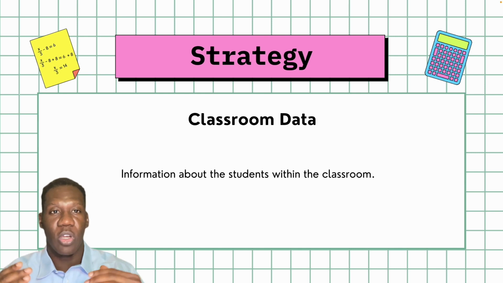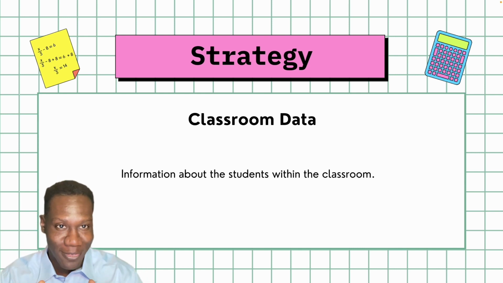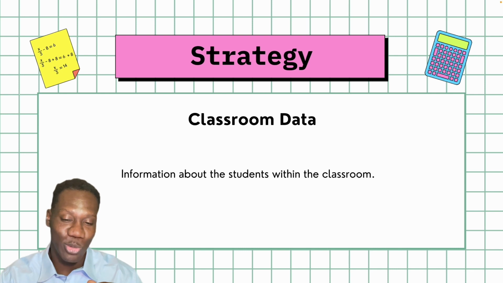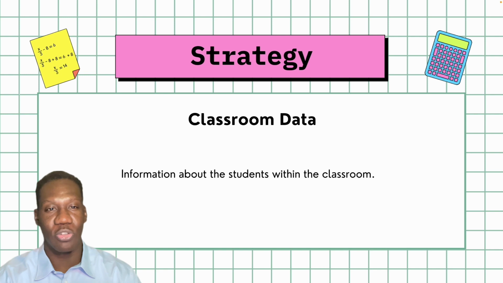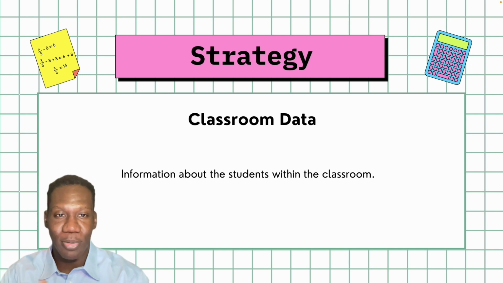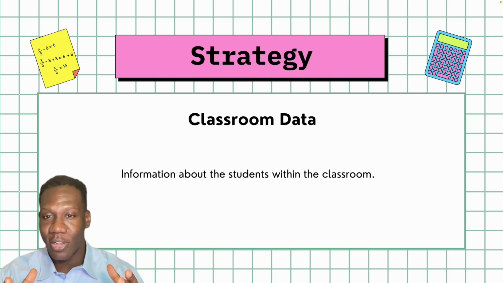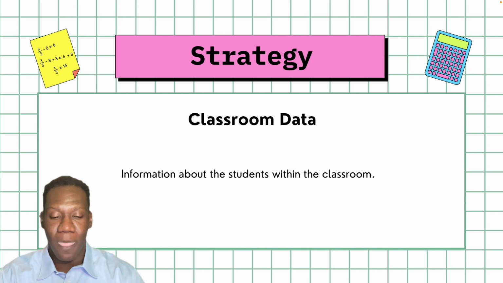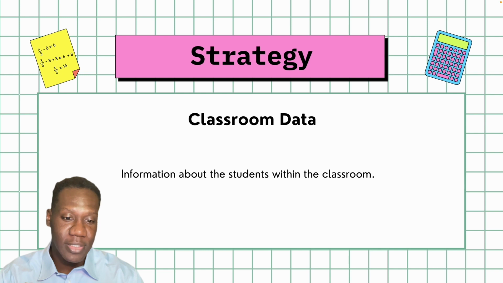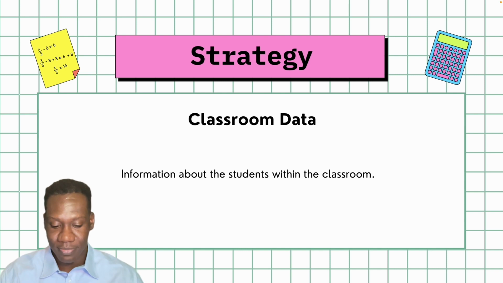But today we're gonna bring it down to a simpler level, something that the students can relate to. The classroom data that we're going to be referring to today is simply information about the students within the classroom. And that could be as simple as each student's favorite color, or the height of each student, or students' favorite flavor of ice cream, just information about the students within the classroom. And we're going to just keep it right there for purposes of this strategy.